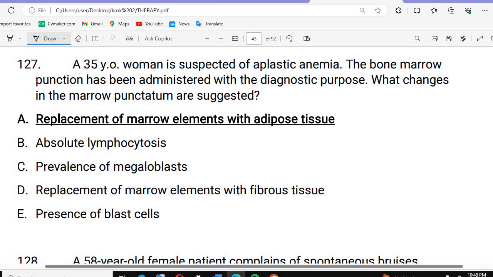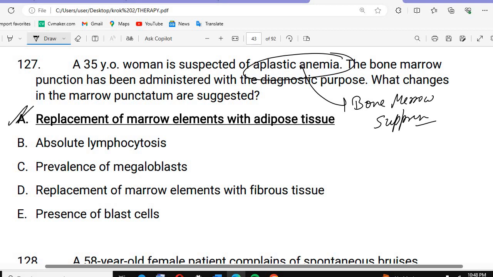If the patient has aplastic anemia, there will be bone marrow suppression. So a marrow puncture is performed for diagnostic purposes. What changes does the marrow puncture show? Replacement of marrow elements with adipose tissue, because in aplastic anemia there is bone marrow suppression.